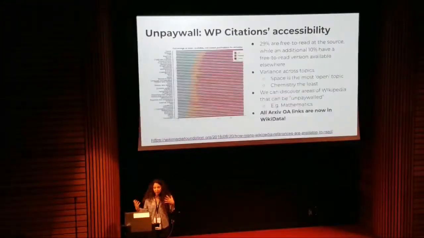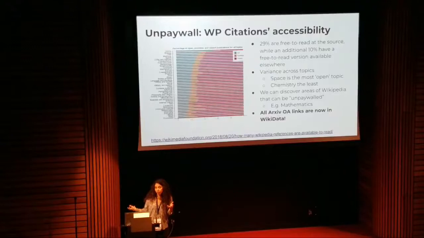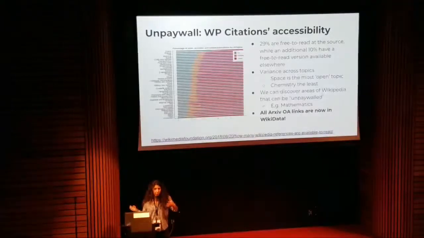And by crossing this dataset, we did some analysis and we found that if you read articles about space or biology in Wikipedia and you click on a citation, you're very likely going to be able to freely read the citations in this article. While if you read articles about, say, economics or mathematics, you're very likely to hit a paywall if you want to click and understand more about the citations in these articles.